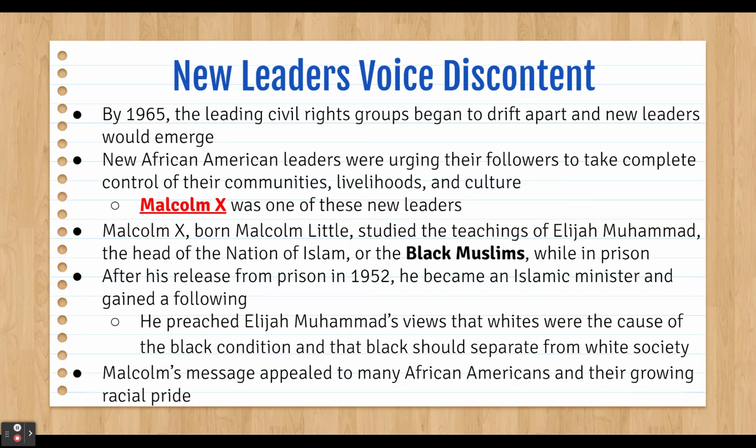New leaders voice discontent. By 1965, the leading civil rights groups began to drift apart and new leaders would emerge. New African American leaders were urging their followers to take complete control of their communities, livelihoods, and culture. Malcolm X was one of these new leaders. Malcolm X was born Malcolm Little. He studied the teachings of Elijah Muhammad, the head of the Nation of Islam, also known as the Black Muslims, while he was in prison.